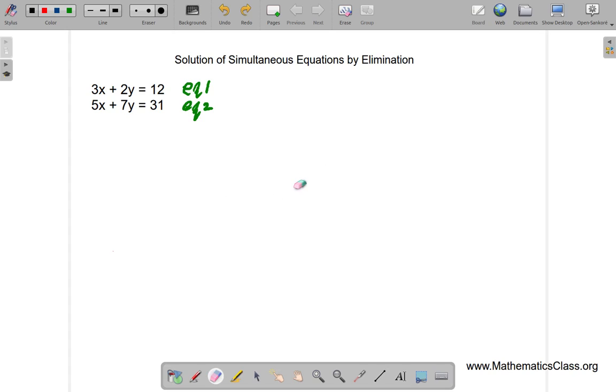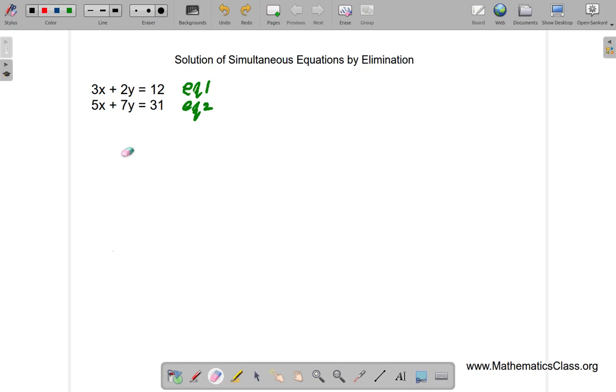Alright, now we want to use elimination, and the purpose of elimination, remember, is to get rid of one of the unknowns. Each equation has two unknowns. You can work with one equation at a time, but you can't really solve the equation if there are two unknowns. You need one unknown, so you need to eliminate one of the unknowns.